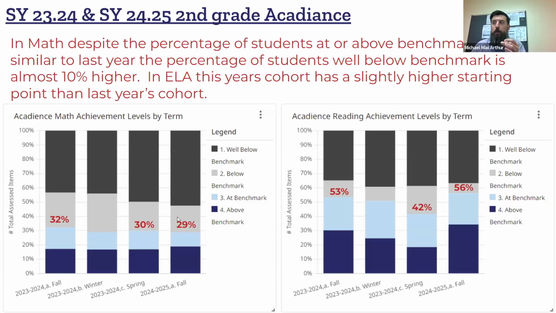In terms of starting point, our second graders this year are starting in a pretty similar spot, just about 3 percentage points different between fall of last year and fall of this year.